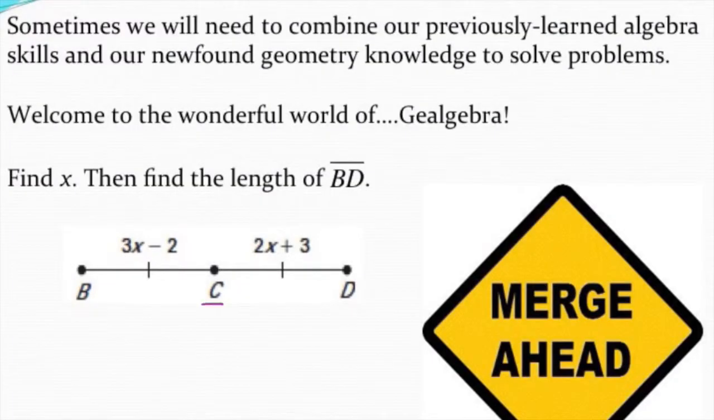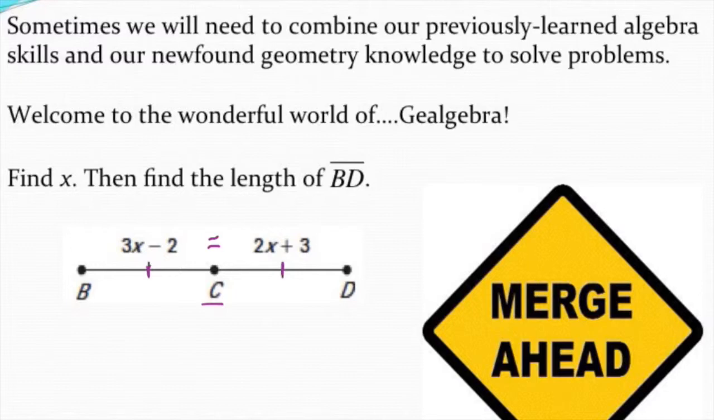Point C is the midpoint of this segment BD. I know that C is the midpoint because I've got these tick marks right here that tell me that those two pieces are congruent to each other. And because those two pieces are congruent to each other, I know that the two pieces have to be the same length. So what I'm going to do is put an equal sign right here between these two segments.